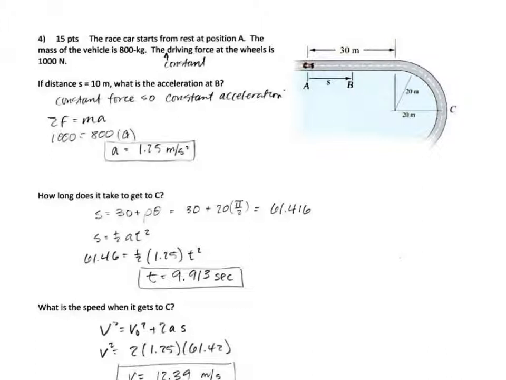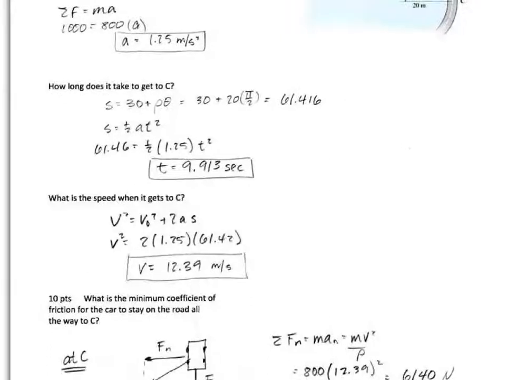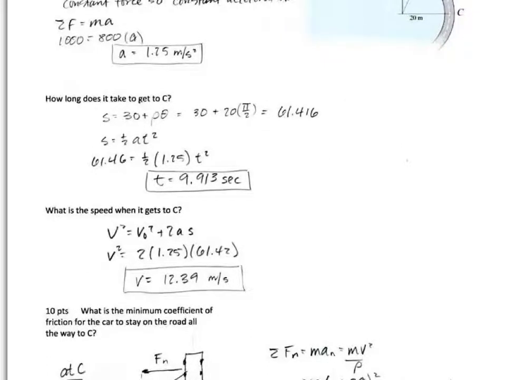So how long does it take to get to C? Well, we have to know how far the distance is, and so I use the constant acceleration equation of s equals 1/2 a t squared. Knowing the s, I got 30 plus that curve there, and I get 61 meters, and find out the time is equal to 9.9 seconds. And the speed when it gets to C, again, constant acceleration. More than one way to do this.